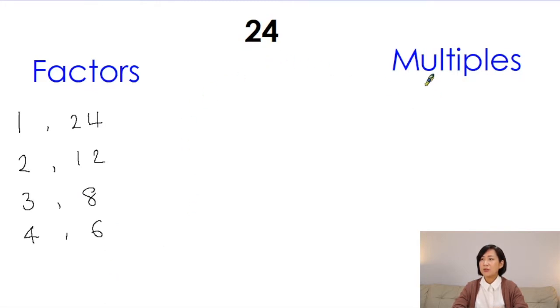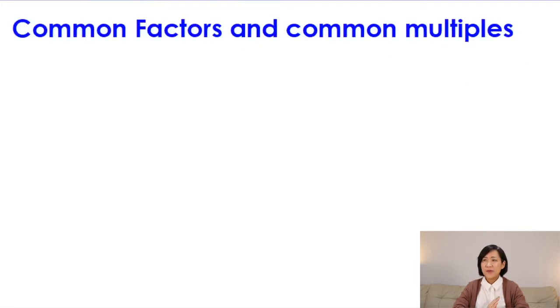Now let's look for the multiples of 24. It's the times table, right? 24 times 2 is 48, 24 times 3 is 72, then adding 24 gives you 96, and it goes on forever. These are the multiples of 24. Let's talk about the common factors and common multiples. What does common mean? Common means the same number.